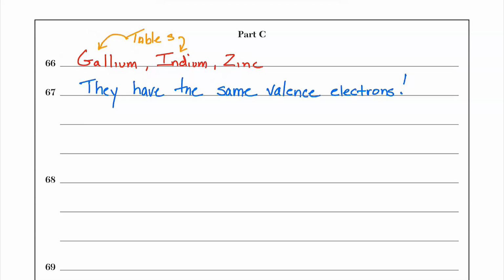And I probably should say the same number to cover myself. So the same number of valence electrons! Same number of outermost electrons, or they all have 3 valence electrons. You could say it so many different ways, but that's a common theme in this course. All right, on to number 68.